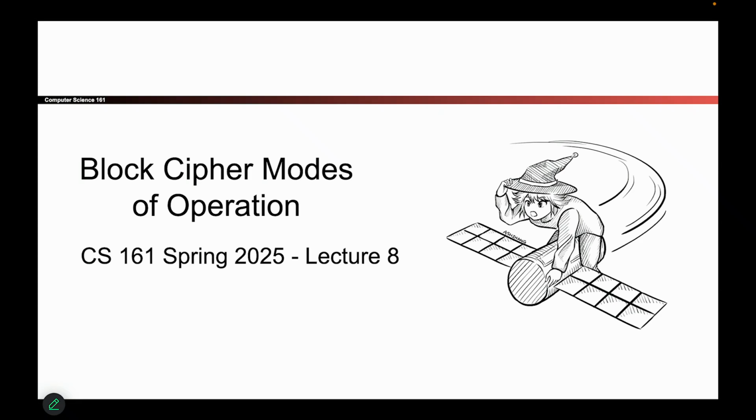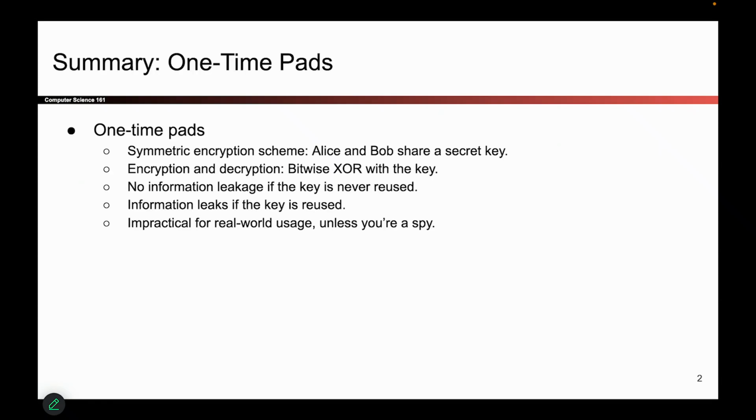Okay, today is all about block cipher modes of operation. So quick recap of what we talked about last time. We saw our very first encryption scheme, namely the one-time pad. And remember, in the symmetric encryption assumptions, we said Alice and Bob share a secret key that no one else knows. Encryption was bitwise XOR. Decryption was also bitwise XOR.